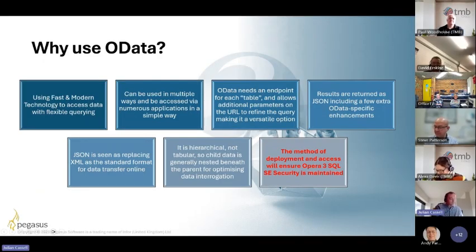Okay, so why did we choose OData? Fast, modern technology, as I said, keeping on the back of what we've done with SE, used by multiple applications and in various different ways. It's very flexible, the same as XRL is for getting the data out. It also returns results, a little bit technical, in something called JSON, which is replacing XML, which some of you may have heard of, for data transfer online. But the key thing was we needed to ensure that the security of your data within SE was maintained.